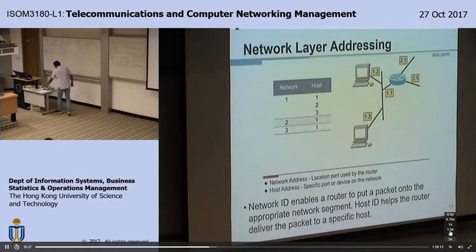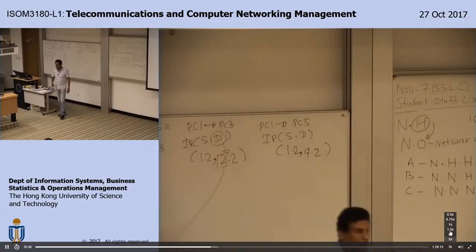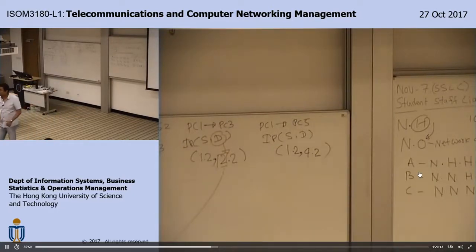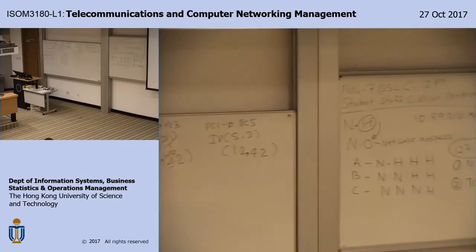Okay, what's the source IP? PC1, what is it? 1.2. Destination IP? PC5, what is it? 4 point something. Okay. Go to where first? Which router receives the packet first? Router A. What's the decision? What is the router going to decide?